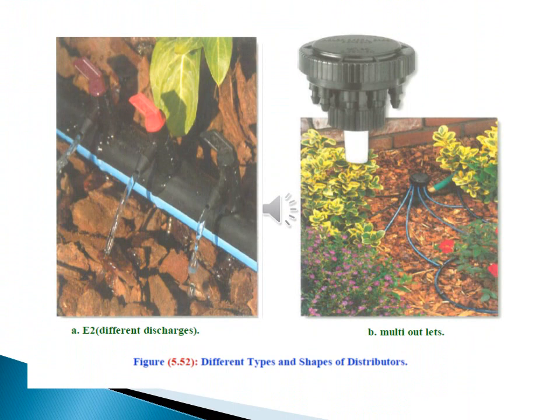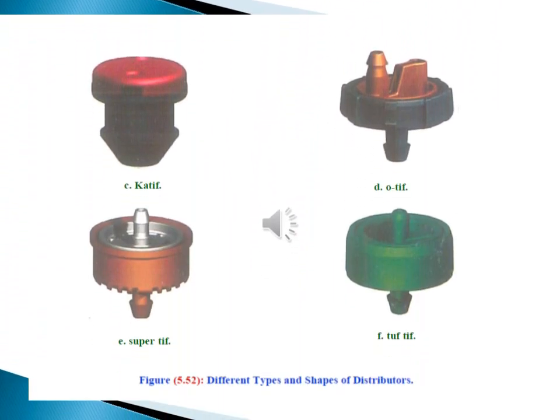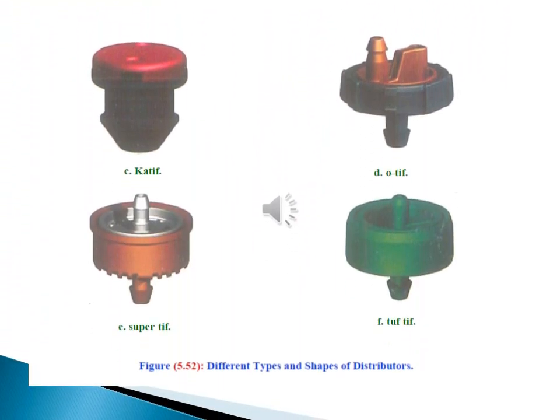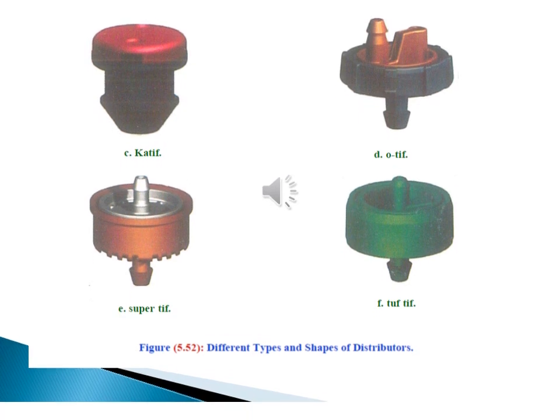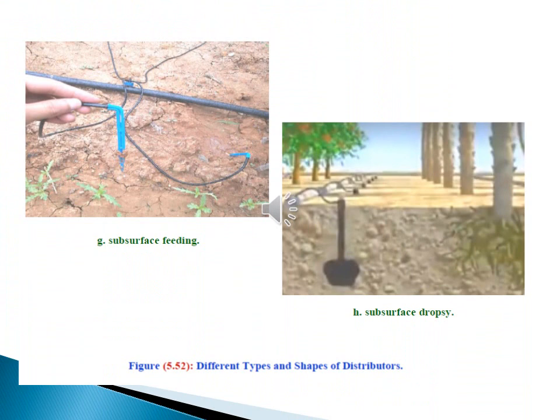Figure showing different types and shapes of distributors. As you see, emitters with different discharges and multi-outlets. Other types of distributors, such as cat teeth, oat teeth, swapper teeth, and tap teeth. Another type of distributors, as you see, my dear: subsurface feeding and dropsy type.